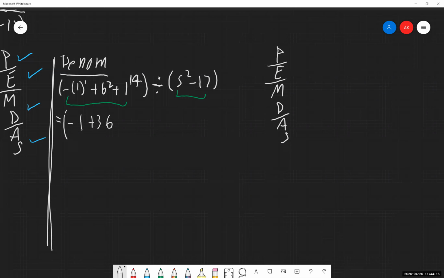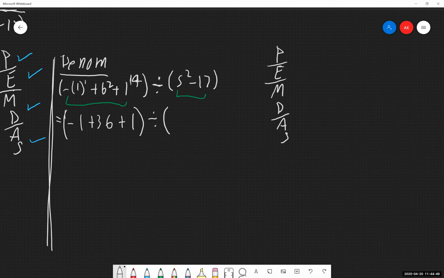Remember that raising something to a power means the base is multiplying by itself that many times. So 1 to the 14th is not going to be 14. It's the same as saying 1 times 1 times 1 times 1 times 1 times 1, and so on, 14 times. And 1 times 1 is just going to give me 1. That big long list of ones that you could write out for yourself, it's just going to give us 1 there.